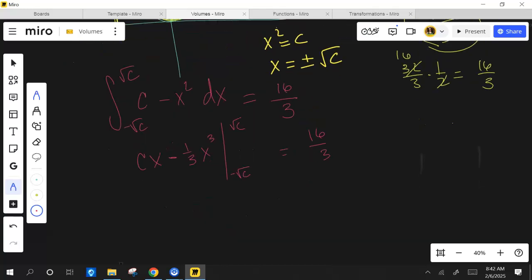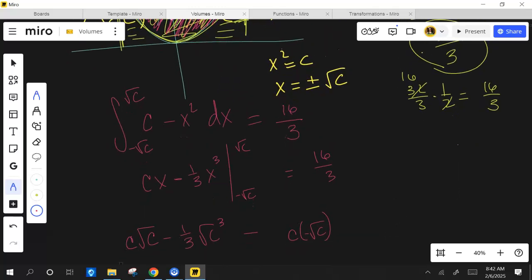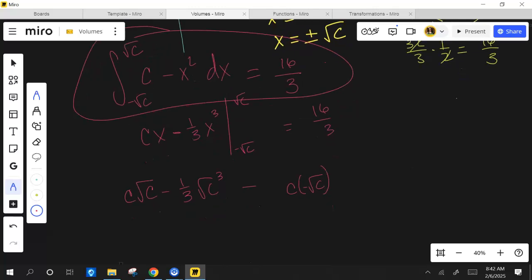I'm going to plug in top bound minus lower bound. C times the square root of C minus 1/3 square root of C cubed minus, what? What is common on the AP exam would be set up but do not evaluate an integral that lets you find C. I've not seen any where you go through solving from there. I would see set up but don't solve. It'd be like, yeah, this is.